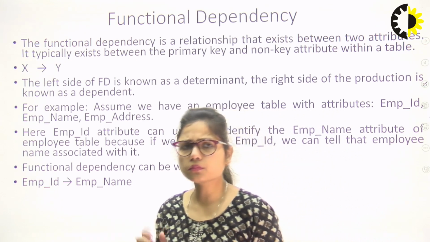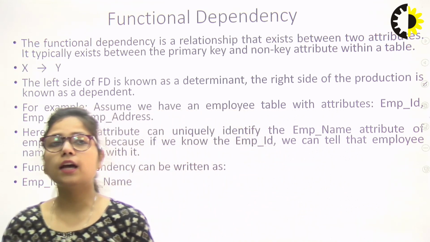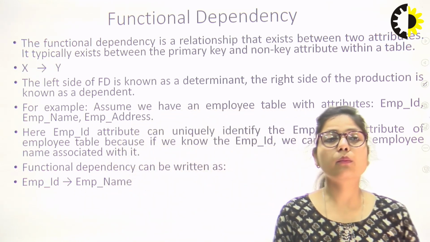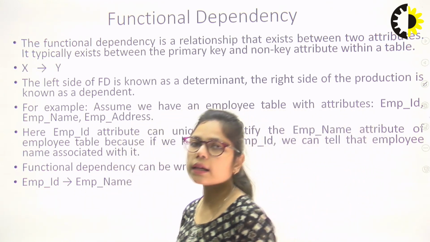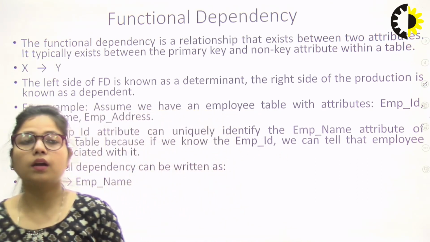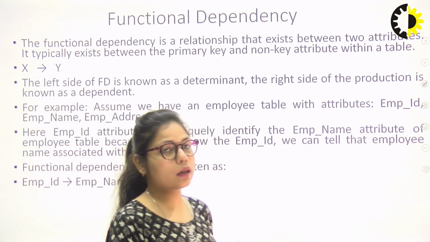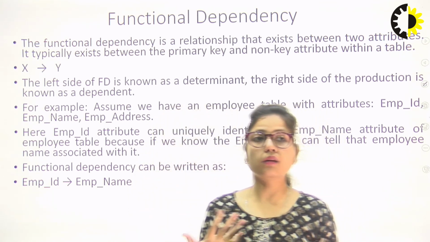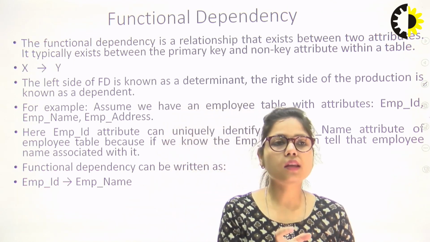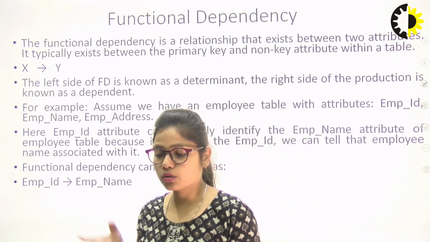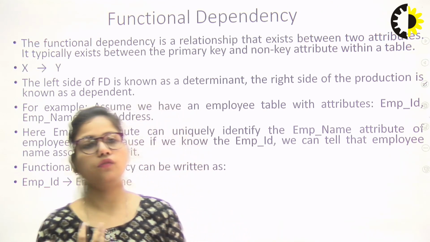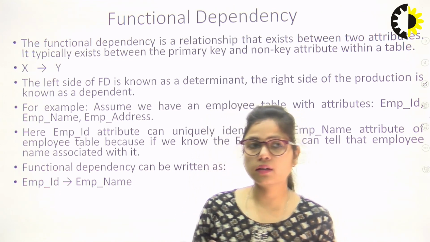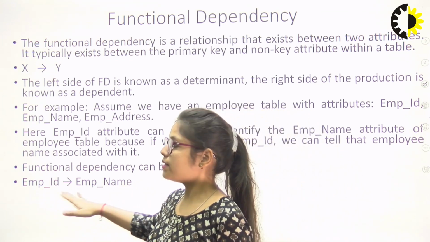For example, we have an employee table with the attributes employee ID, employee name, employee address. Now, here employee ID can uniquely identify the employee name attribute of employee table, because if we know the employee ID, then the name associated with that employee ID, or all the information associated with that employee ID, we will be able to find it. Functional dependency can be written as employee ID determines employee name.